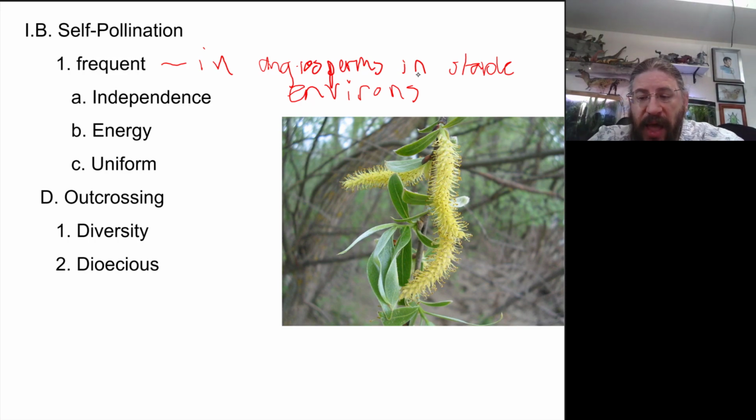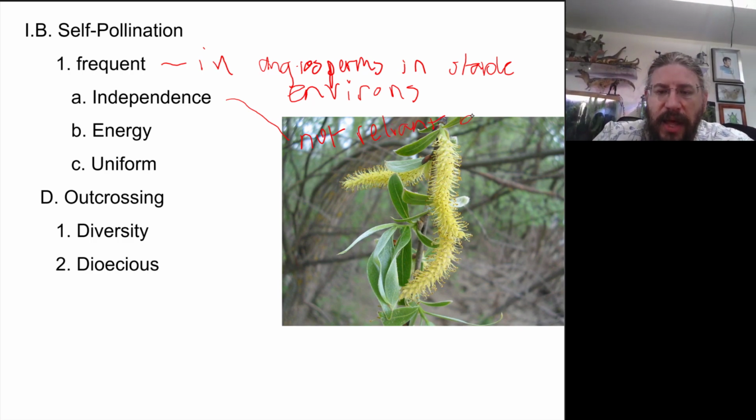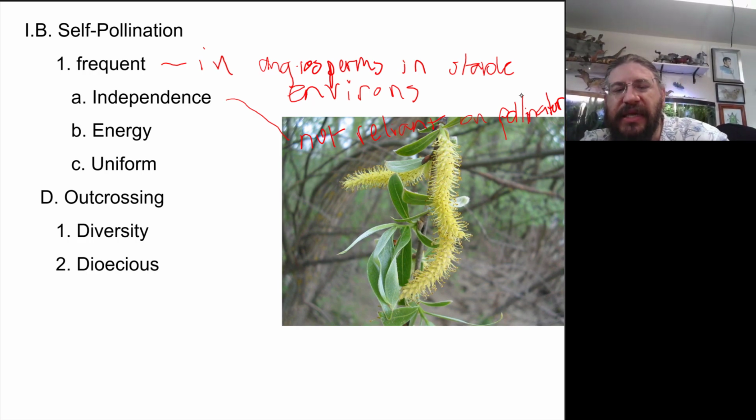One, you're independent of a pollinator. Independence. You're not reliant on an insect pollinator, right? While animal pollinators are very good, it's not guaranteed that any given plant will definitely have its pollen distributed to another plant. So we're not reliant on that.